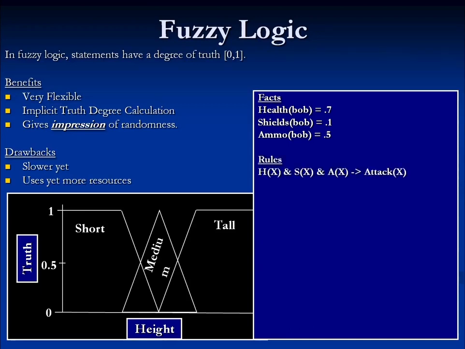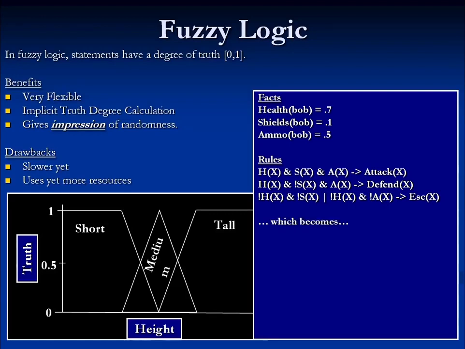Our rules will be, if an agent is healthy and has shields and has ammo, that agent should attack. If an agent is healthy and does not have shields but does have ammo, that agent should defend. And if an agent is not healthy and does not have shields, or if an agent is not healthy and does not have ammo, that character should try to escape. Because our last rule has an or, we will split it up into 2 separate rules. If an agent is not healthy and does not have shields, that agent should escape. And separately, if an agent does not have health and an agent does not have ammo, that agent should try to escape.